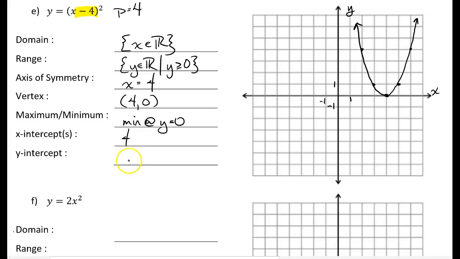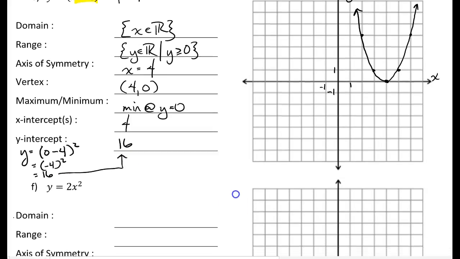And my y-intercept, now, because it's off my graph, this is another scenario where I'd want to solve for it. So y equals 0 plus minus 4 squared equals negative 4 squared equals 16. So that would be my answer. So again, solve for it if you cannot see it on your graph.